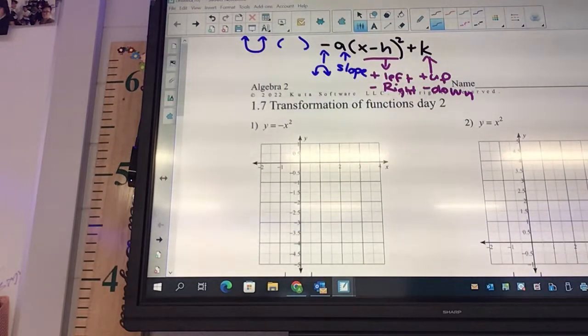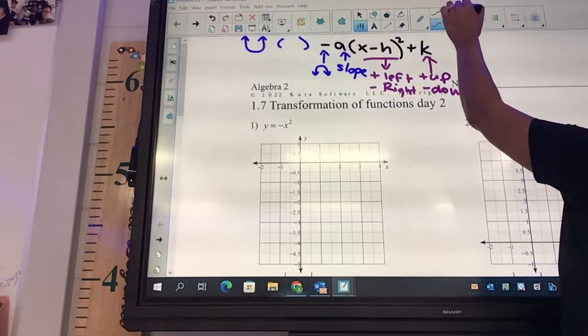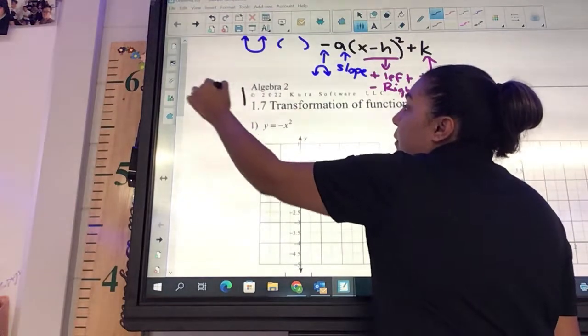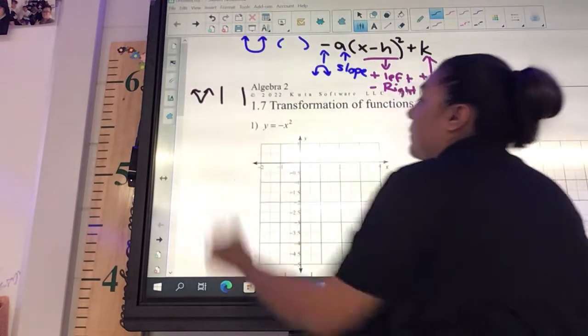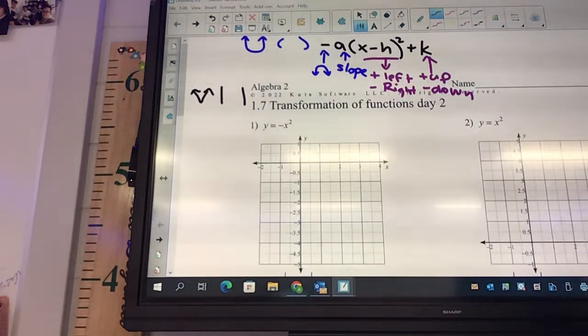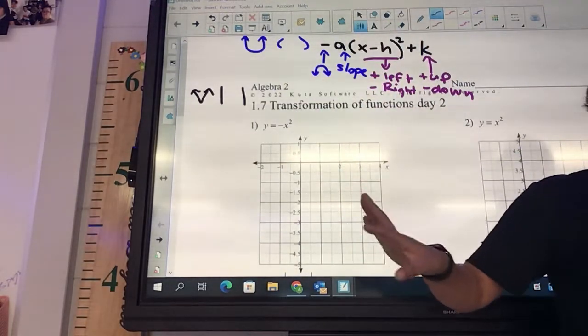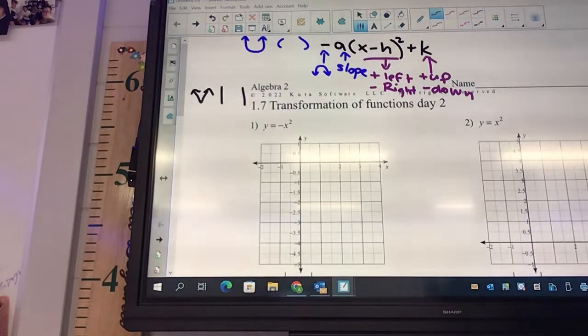And then the other day we did the bars. What's the bar shape look like? It's the V. Okay, so if we have bars, remember it's a V shape. See this one how it has an x squared? The bars one does not. So that's how you can tell.